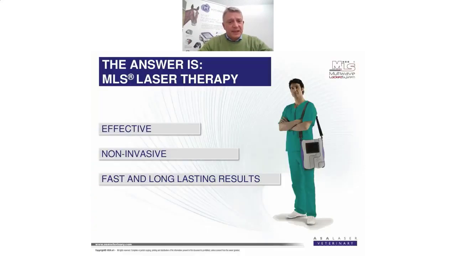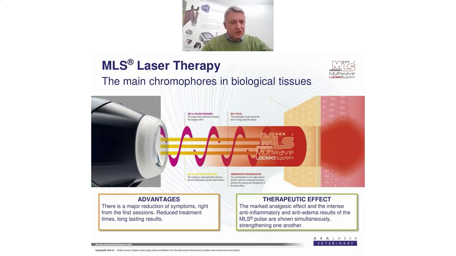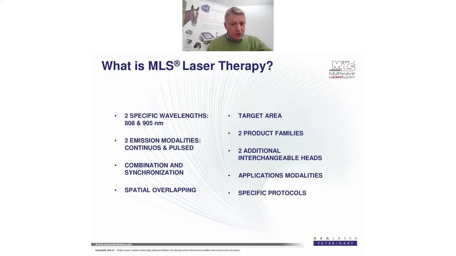What is specific to MLS? The combination and synchronization of the emissions, and the optical group, in order to have a homogeneous treatment in the area. So all the volume is treated homogeneously. We have 2 emission modalities, continuous and pulsed. Pulsed, because in this way we can do the treatment point by point without any risk of thermal damage, and we can use the power at the maximum level.